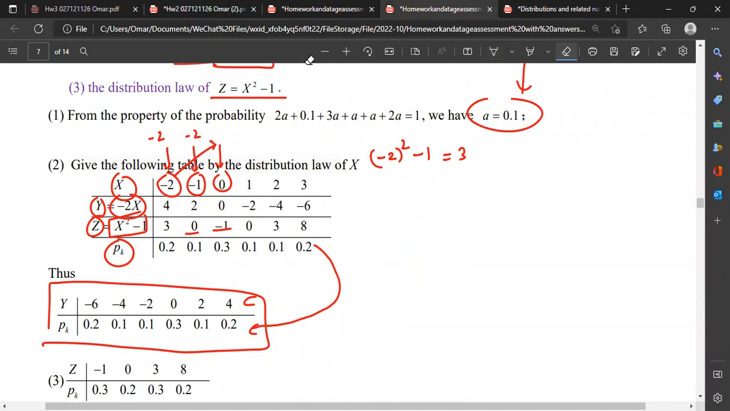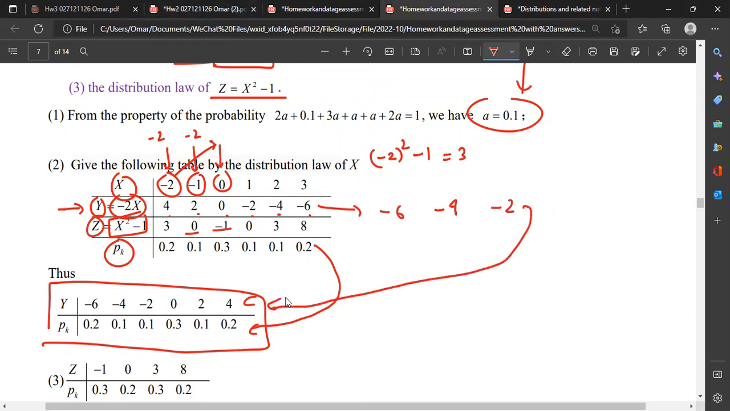Let's say here for y we have 4, 2, 0, -2, -4, -6. So we know that the smallest value here is -6, and then -4, -2. Okay, you just rearrange them and then write them down here.